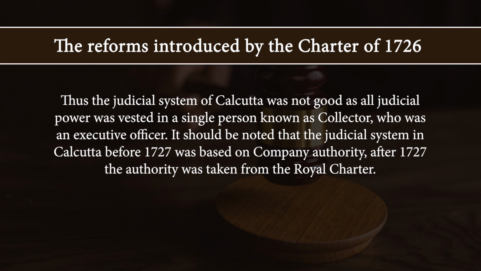Thus, the judicial system of Calcutta was not good, as all judicial power was vested in a single person known as the collector, who was an executive officer. It should be noted that the judicial system in Calcutta before 1727 was based on the company's authority. After 1727, the authority was taken from the Royal Charter.